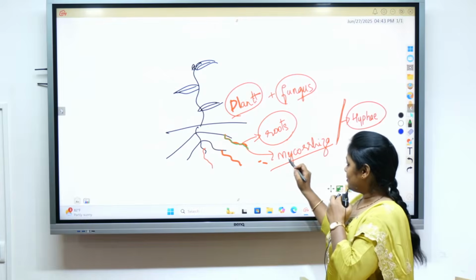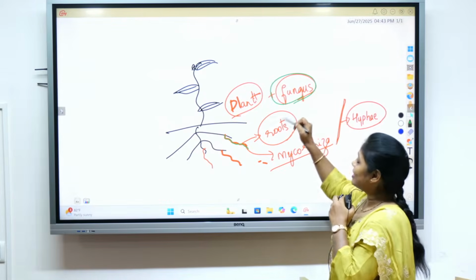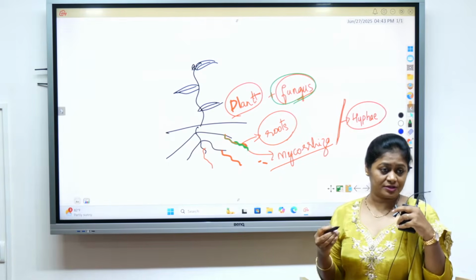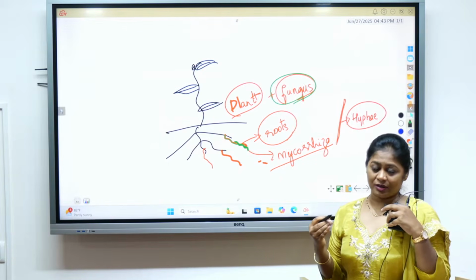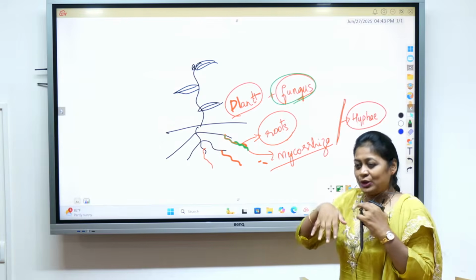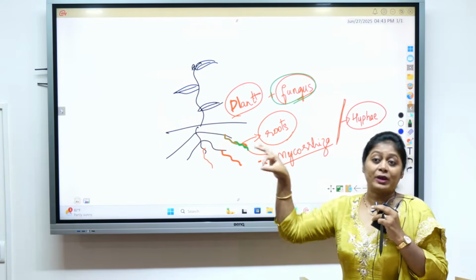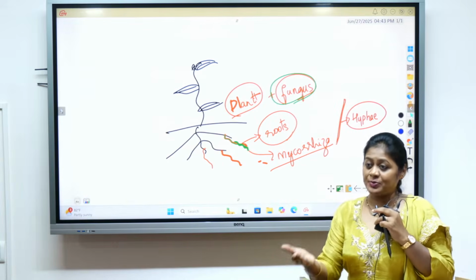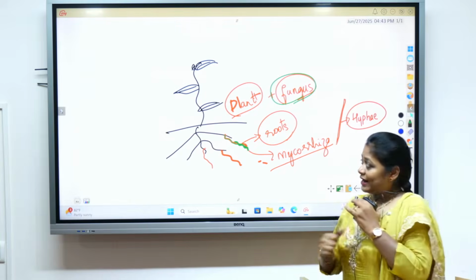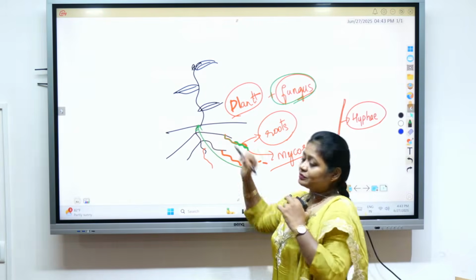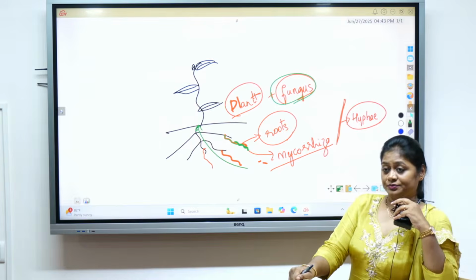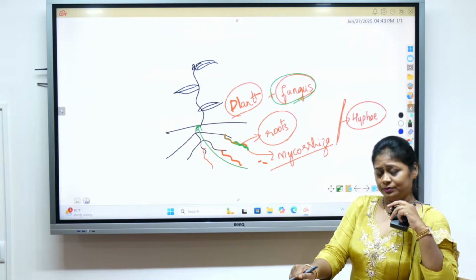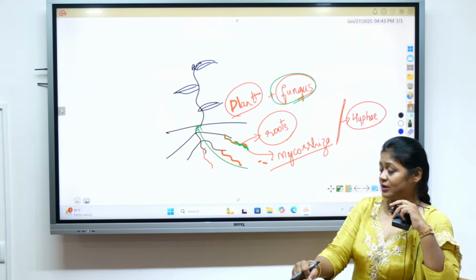These fungal hyphae help in the mobilization of phosphorus present in the soil, because the hyphae are more deeply rooted than the roots of the plant. They mobilize the phosphorus present in the soil and give it to the plant. Here the fungus is helping the plant to take up phosphorus.